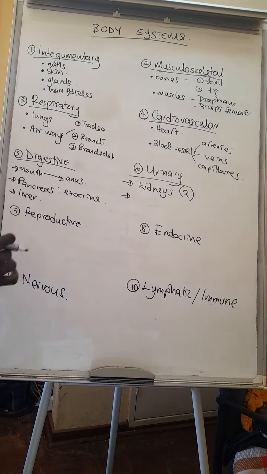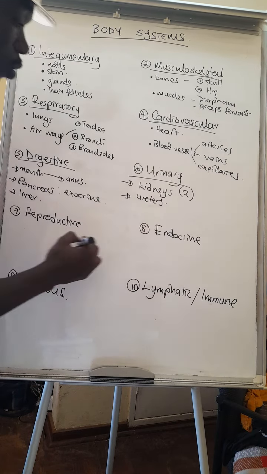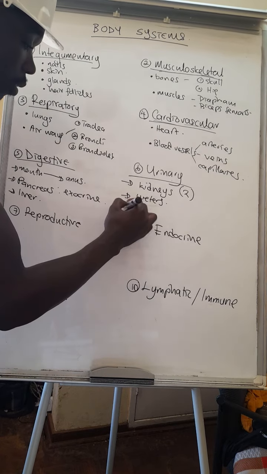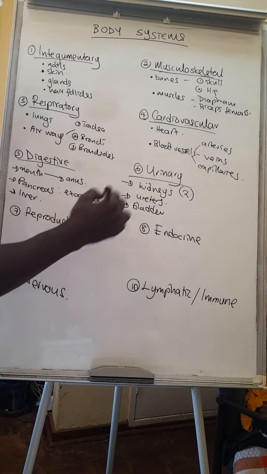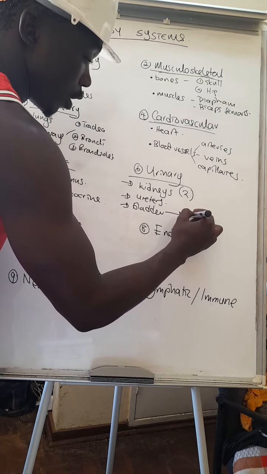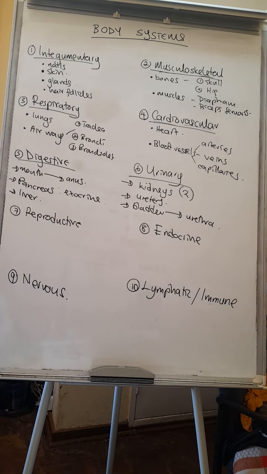So from the kidneys going downwards, you talk about the ureters, and then you talk about the bladder, right? And from the bladder, you go to the urethra, and then it's out. So simple as that. So that's the urinary system.